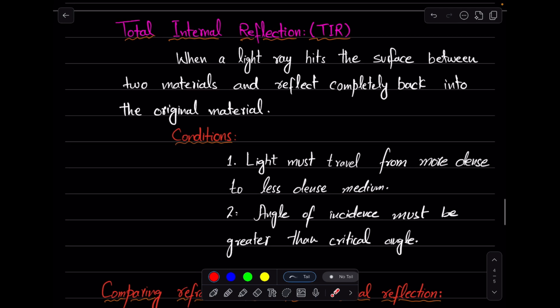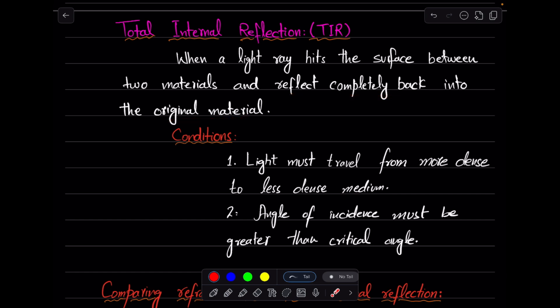Okay, so the next thing that we have to discuss is total internal reflection. We have discussed it earlier. Now we are going to define it and discuss the conditions for it. How we can define it: when a light ray hits the surface between two materials and reflects completely back into the original material, that phenomenon is called total internal reflection.